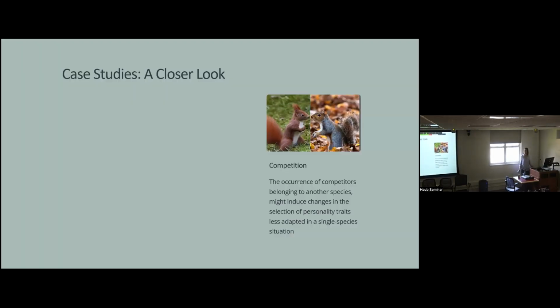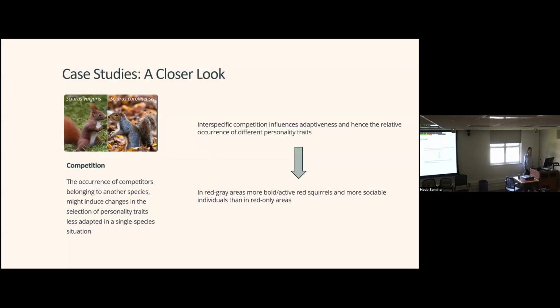And then the last one, how personality affects interspecific competition. In this case, the study system was the pretty popular one in invasive biology, the native Eurasian red squirrel and the invasive eastern gray squirrel. In Italy, specifically, eastern gray squirrels that are native to North America were introduced in the late 70s, and they do outcompete Eurasian red squirrels.